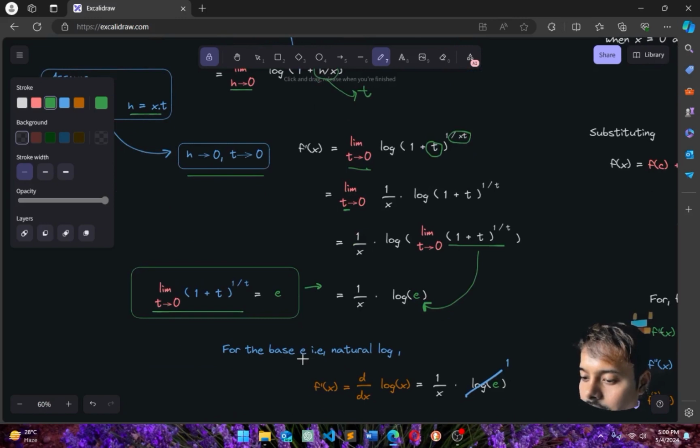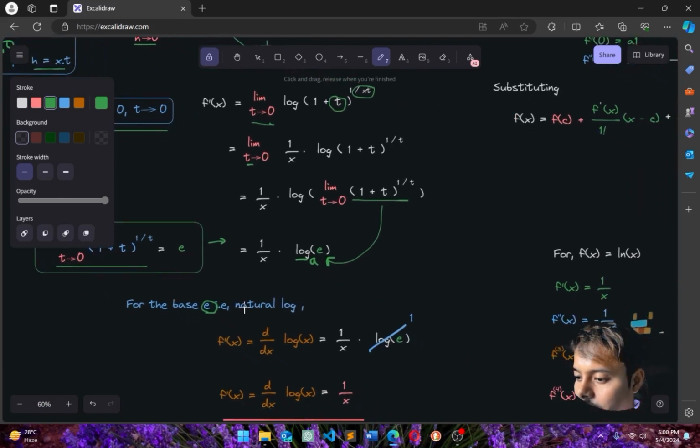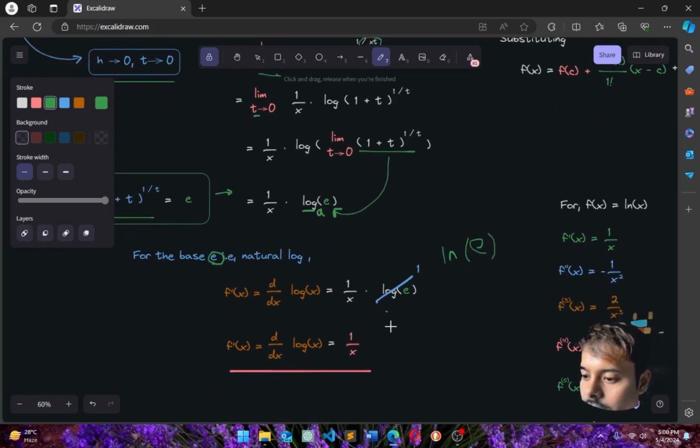Now for the base, we are dealing with log, and we have no specific base of log. When we specify the base of log as the exponent e, the natural log, this log base e, which is ln, gives 1. So what we get is that the derivative of natural log of x is 1 by x.